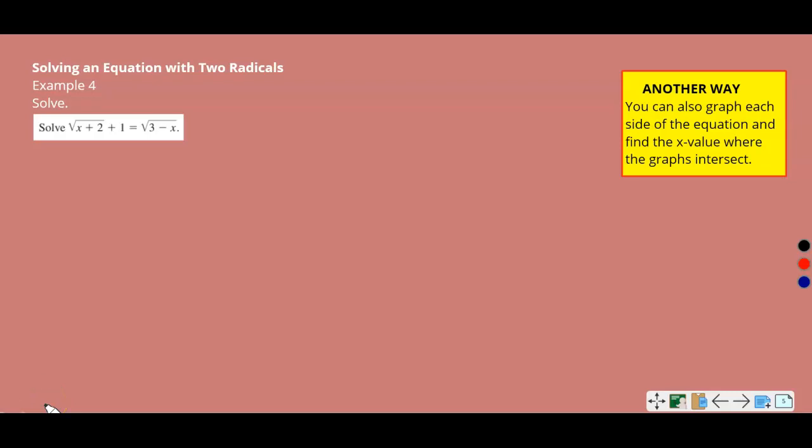Solving radical equations and inequalities, part 2. So we're up to example 4, solving an equation with two radicals. You can see that both sides have a square root, and you can square the entire thing and solve this algebraically.